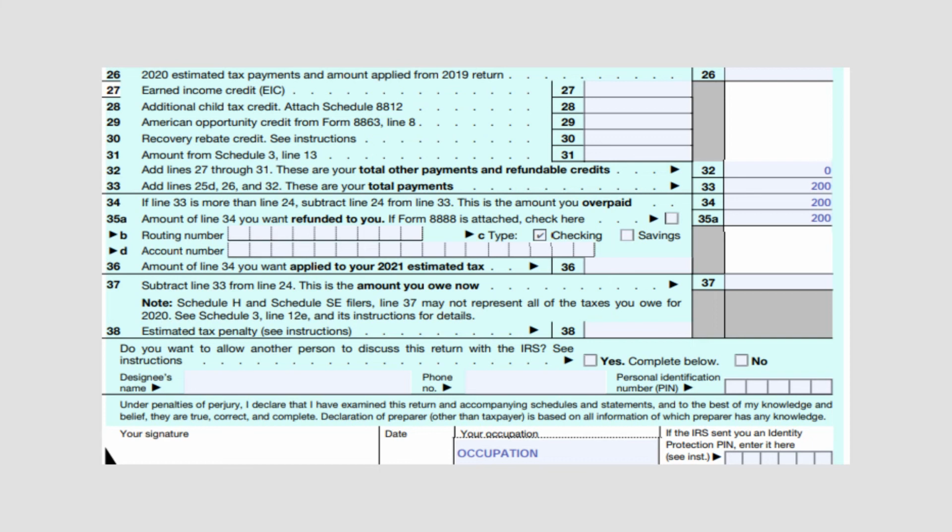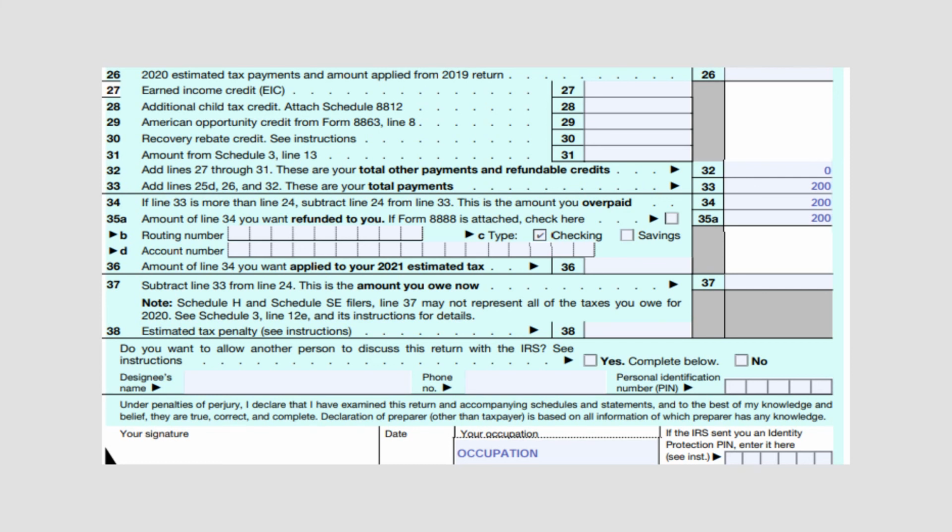If you want it directly deposited into your bank account, check the type of account that you have on line 35A or 35C, either checking or savings, and put your routing and account information on line 35B and D. If you don't want it directly deposited into your account, cross off lines 35B and D, and the IRS will send you a check directly.